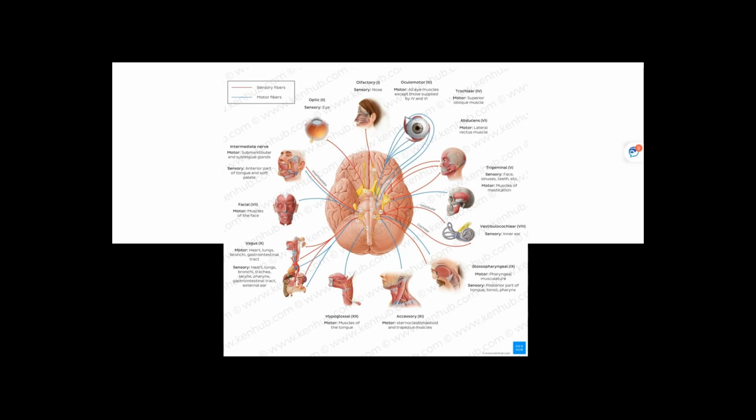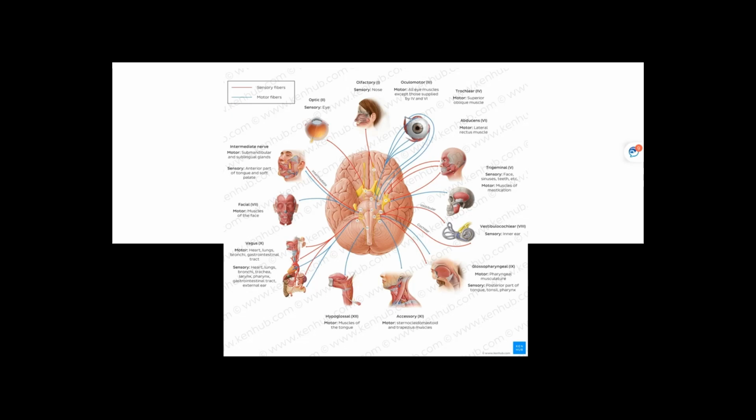Cranial nerve 10 is the vagus nerve. So it carries impulses from the throat, the larynx, and the organs in the thoracic and abdominal cavities to the brain. Also from the brain to the muscles of the throat and to the organs in the thoracic and abdominal cavities. So again, it is also sensory and motor.